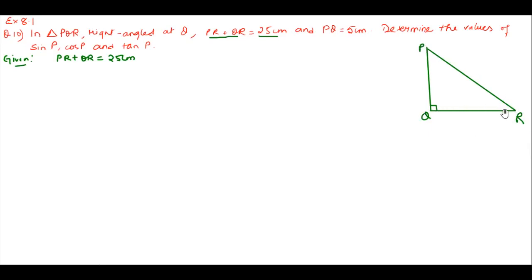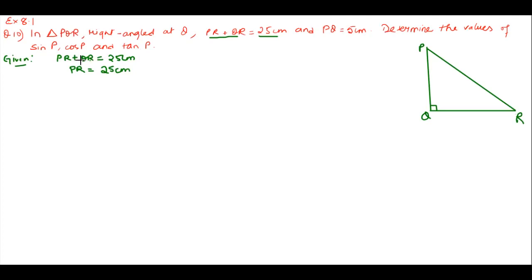PR plus QR is equal to 25 centimeter means if we add up the information of this side PR and QR, it will be equal to 25 centimeter. Since this PR plus QR is the combination of two sides, what I will do is convert it into information of just one side. That is, I will transfer this QR to the right hand side.